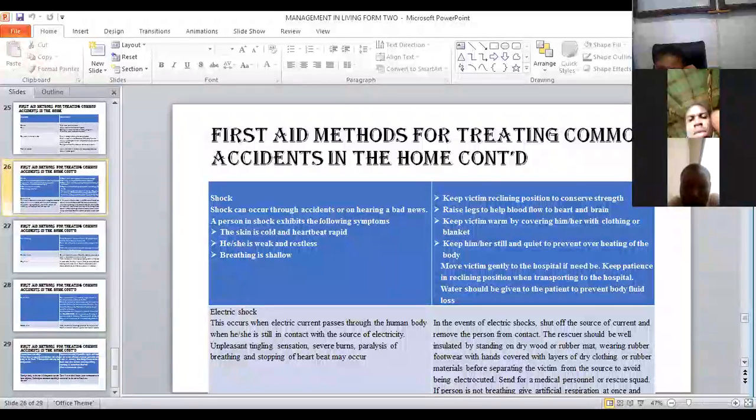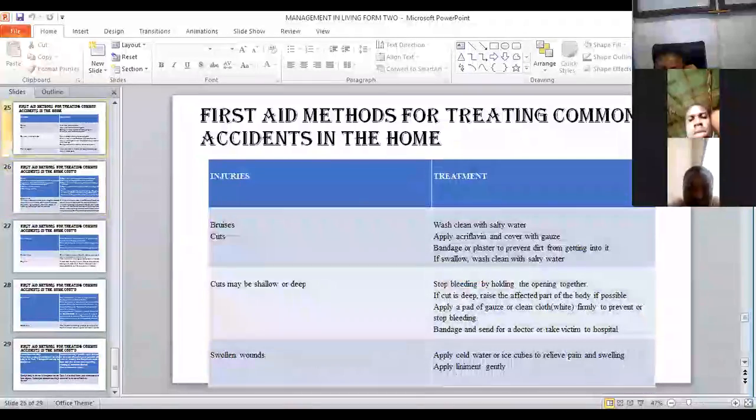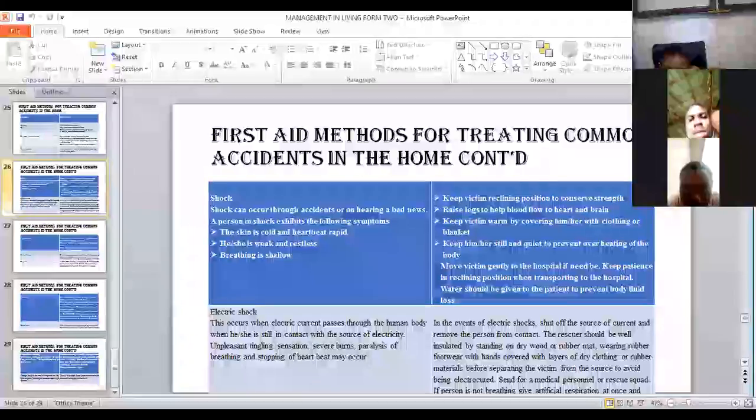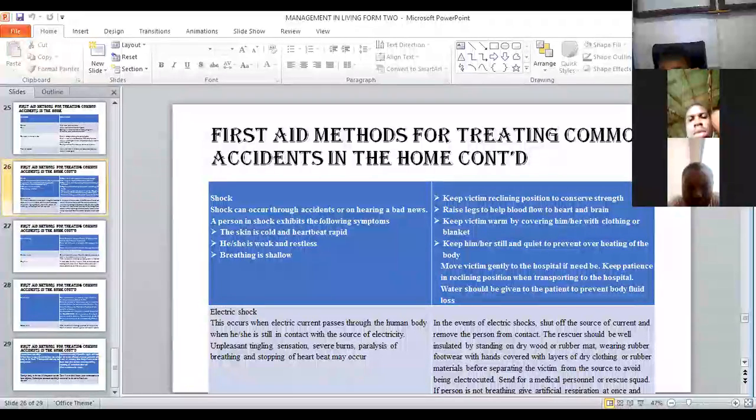Another accident that we can give first aid for is shock. Like we learned last week, shock can occur through accidents. This is just shock, not electric shock. Somebody can have a shock through an accident or upon hearing bad news.